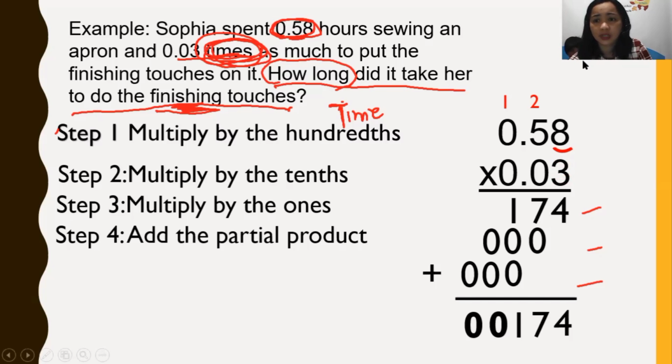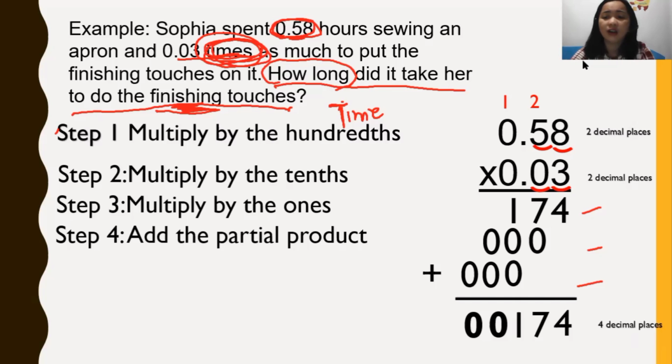count the number of decimal places in our factors. We have 1, 2, so that is 2 decimal places. We have here 1 and 2, we have 2 decimal places. Then add the total number of decimal places. We have 2 plus 2, so we have 4 decimal places. There should be 4 decimal places in our product. So we have to count 1, 2, 3, 4, 4 places from right to left. Therefore, we need to put the decimal point here.